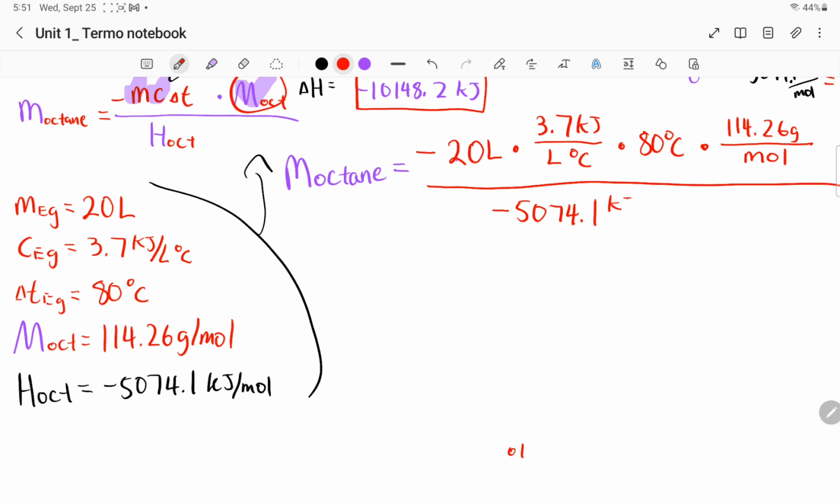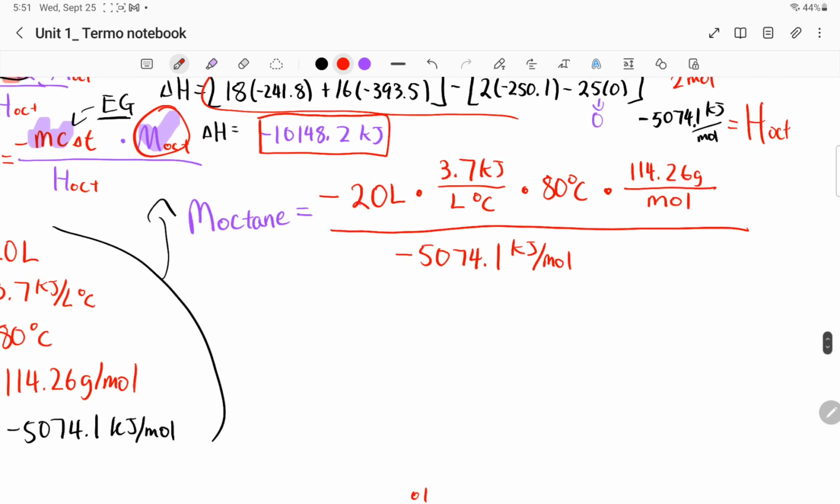all of that divided by your molar enthalpy of octane for combustion, which was negative 5074.1 kilojoule per mole. All right, now we want to make sure that our units balance out. So I'm just going to look at the top for now. So 20 liter here, cancel. We have Celsius bottom, Celsius top, cancel. And then nothing else cancels for now.